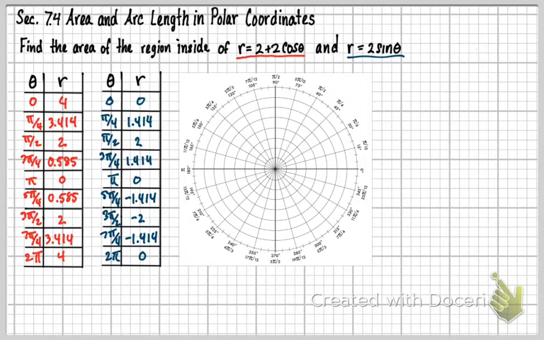So now when we graph the 2 plus 2 cosine theta, we get this point here, and that's going to be 0, 4, and then I'm just going to keep putting them in. That's at pi fourths, and that'll be the one at pi, and then we have 3 pi fourths, and then pi, and then 5 pi fourths, and then 3 pi halves, and then 7 pi fourths, and then back to 2 pi, which brings me back to here at 4. So that's the first graph. So now I'm just going to fill it in.